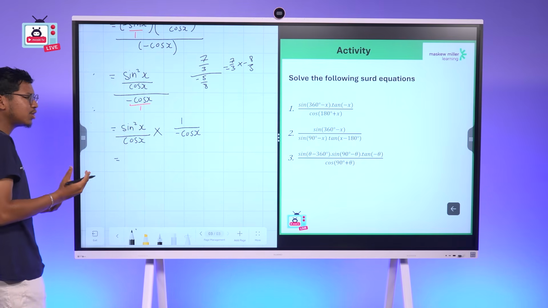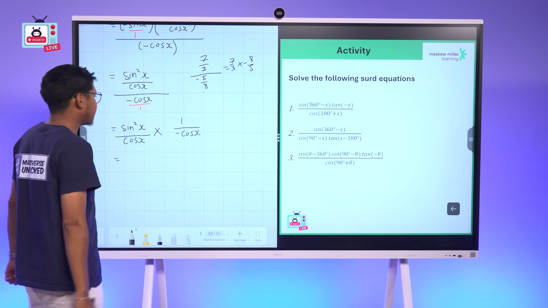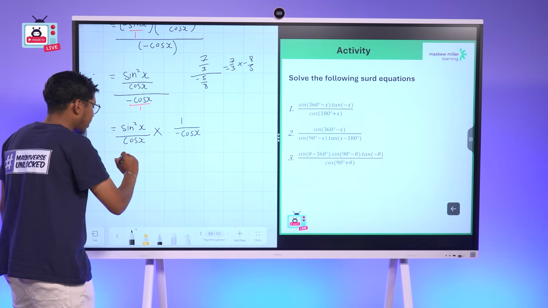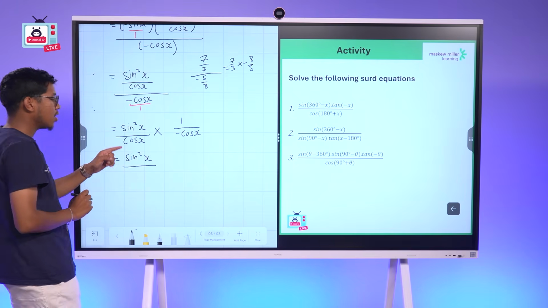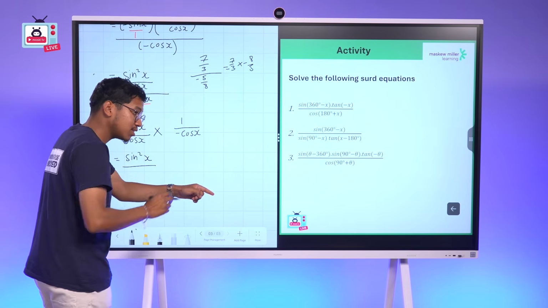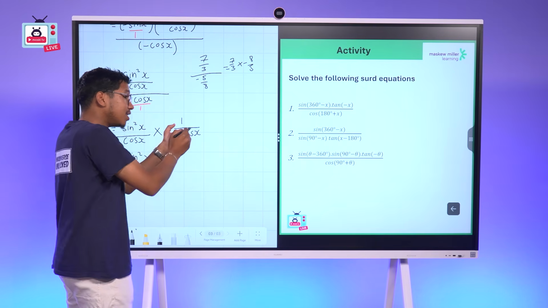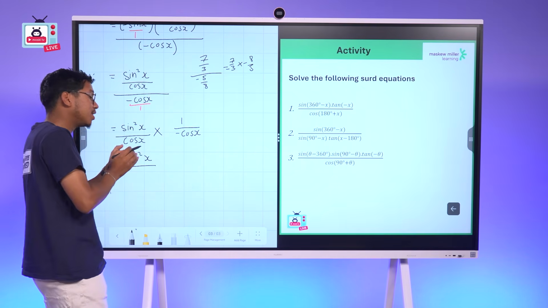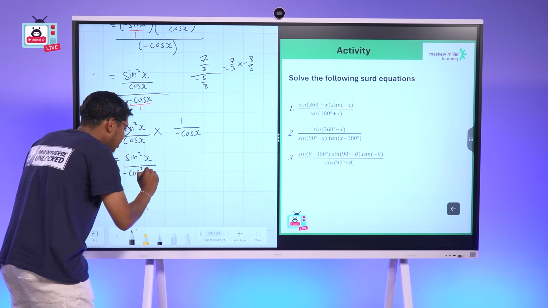How do I multiply fractions? Numerator, numerator, denominator, denominator. So sine squared x times 1 is simply sine squared x divided by cos x times cos x is cos squared of x. So it means that cos x times negative cos x must be negative cos squared x. It must be negative cos squared x.